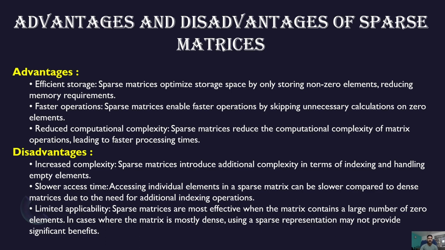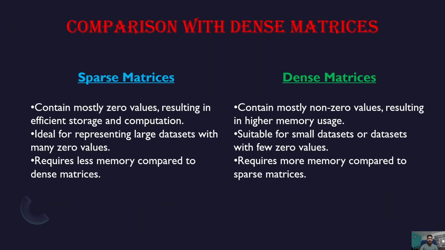Increased complexity: sparse matrices introduce additional complexity in terms of indexing and handling empty elements. Slower access time: accessing individual elements in a sparse matrix can be slower compared to dense matrices due to the need for additional indexing operations. Limited applications: sparse matrices are most effective when the matrix contains a large number of zero elements. In cases where the matrix is mostly dense, using a sparse representation may not provide sufficient benefits.